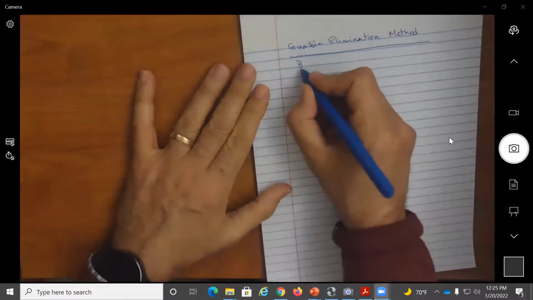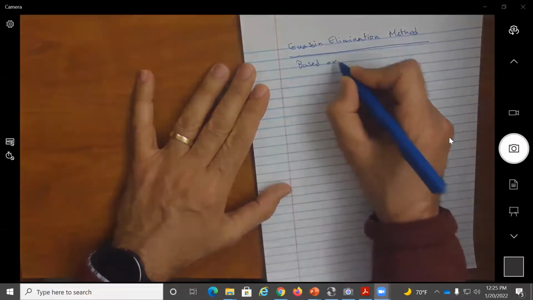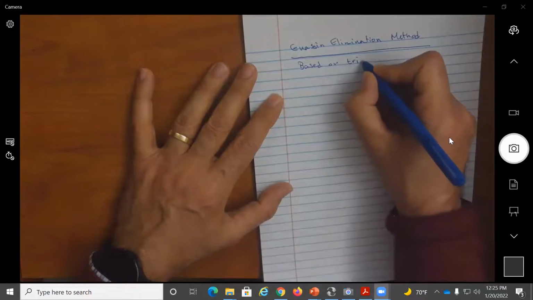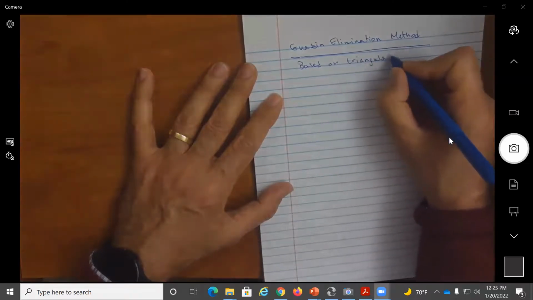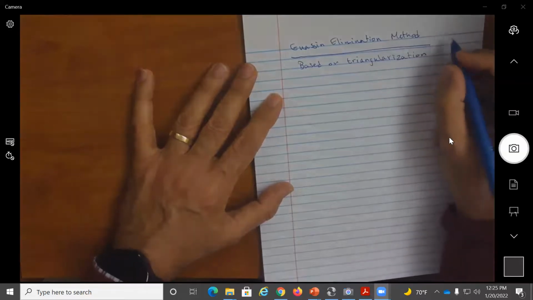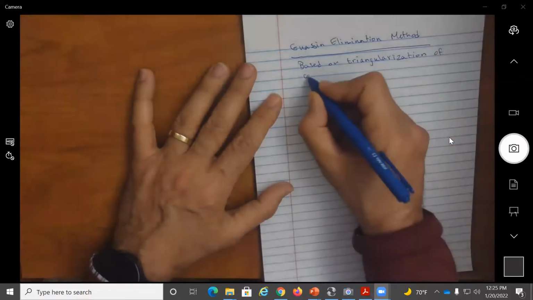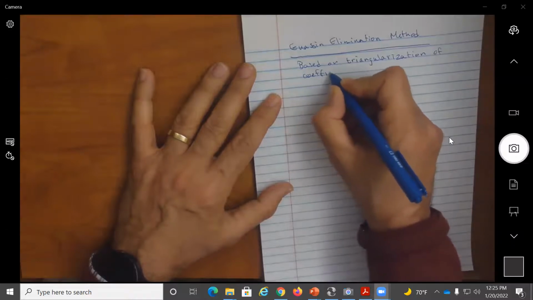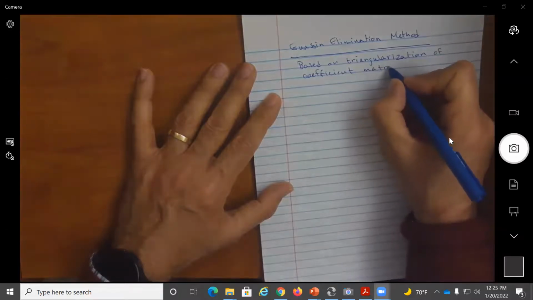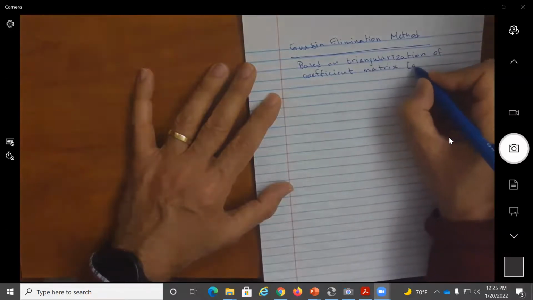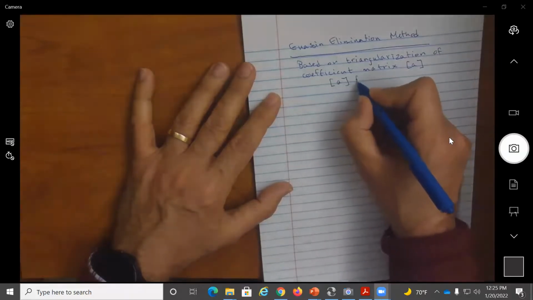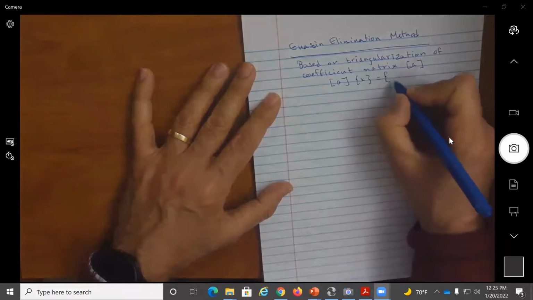This is based on the triangularization of the coefficient matrix A. So in the system of equations, we have A times X is equal to C.